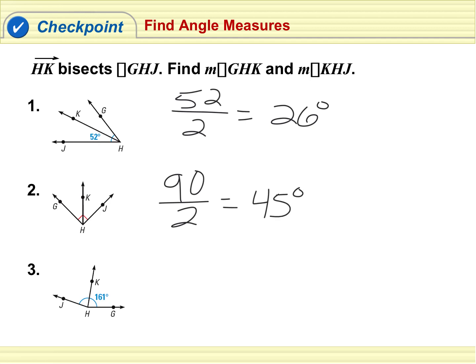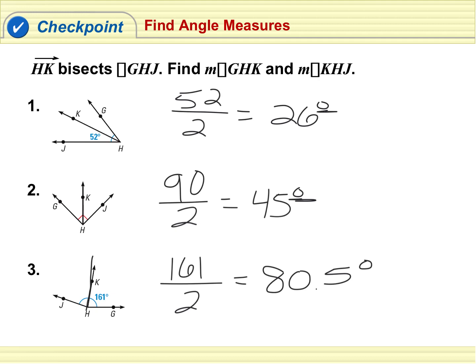Good. Okay, number 3, the whole angle is 161. KH bisects. So how do we find the two angles? 161 divided by 2. It's going to be something, something, something, 0.5. It is 80.5 degrees.